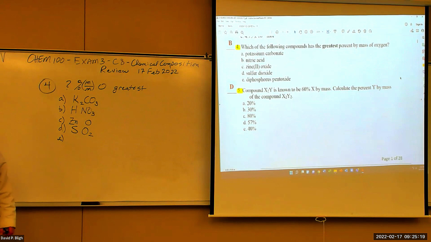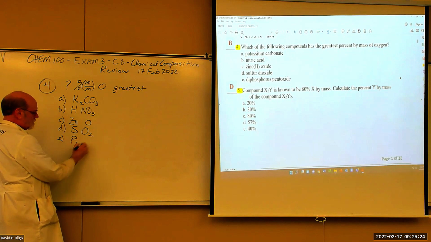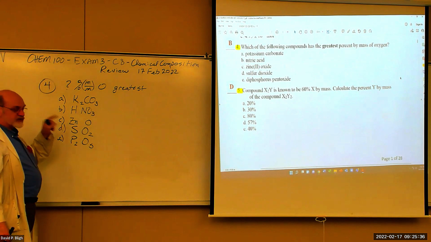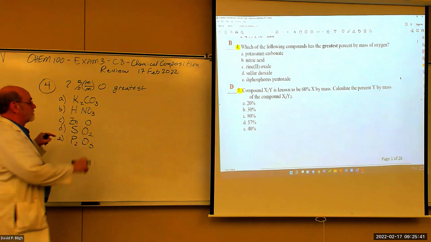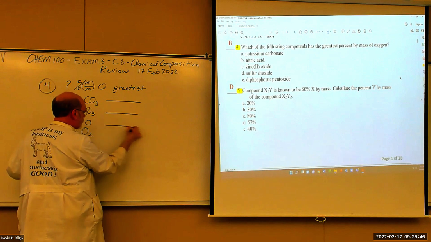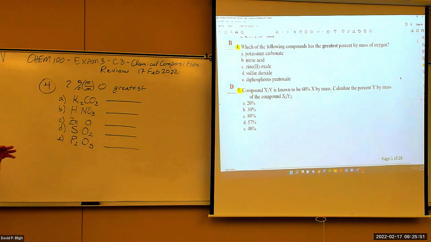Diphosphorus pentoxide is another type 3. Diphosphorus pentoxide. There you go. Now you've got all your compounds written. The next thing is, which one has the greatest percent by mass of oxygen? Well, if we're going to do percent by mass, we talked about that Tuesday. You need to ratio the molar mass of all your oxygens to the molar mass of the compound.